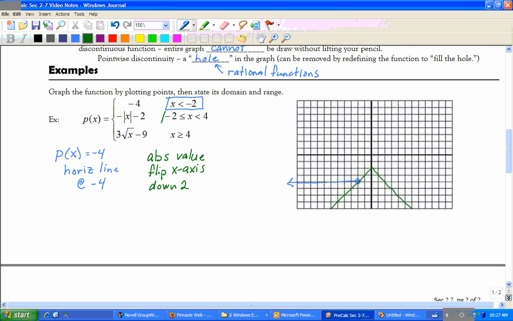And then we need to go back and look at our domain, and we want to include -2, so we're going to fill in this circle. And then we want to go to +4 on the x, and we're not going to include that, so we need an open circle here. And then we'll go back and erase the parts that we don't need.